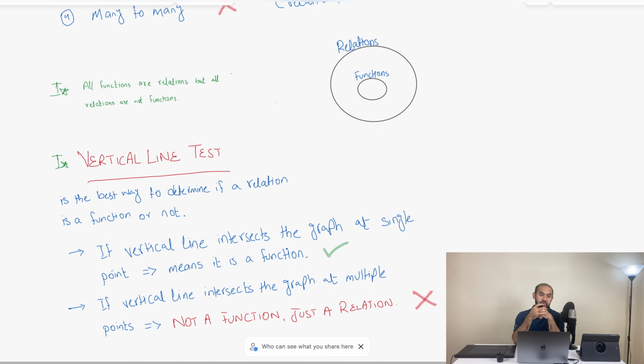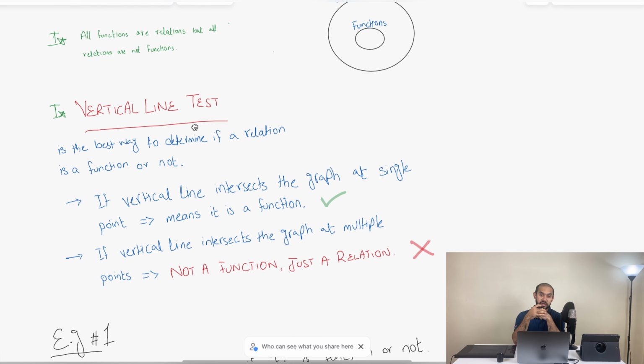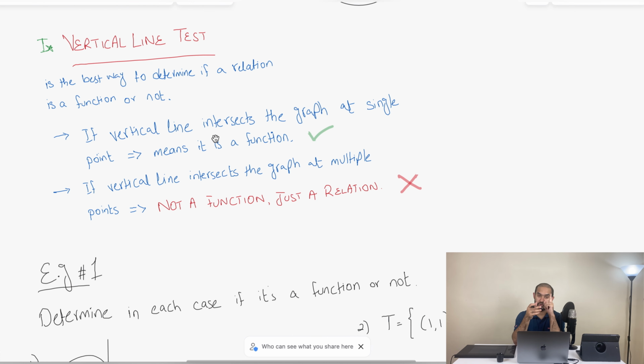Despite that, if it is the other case, that on the graph, if we draw a vertical line and on any section of the graph there are 2 points of intersection, what does that represent? That there are two values of y for a single value of x. That is why it won't be a function, it's just a relation.